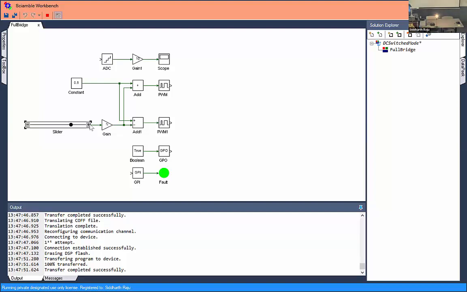So this is a very important principle that we use again and again in our control system design.